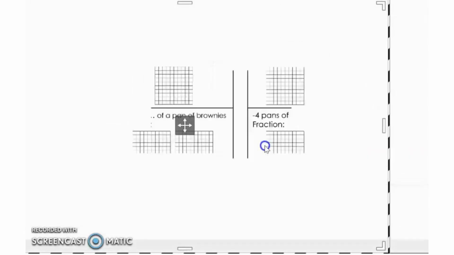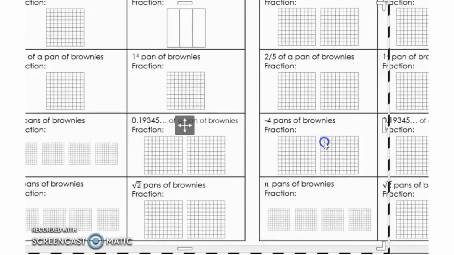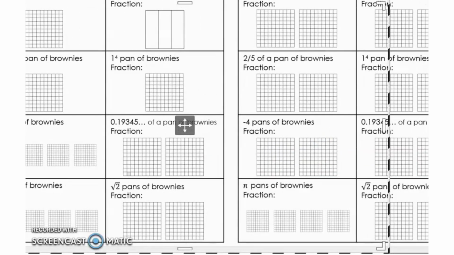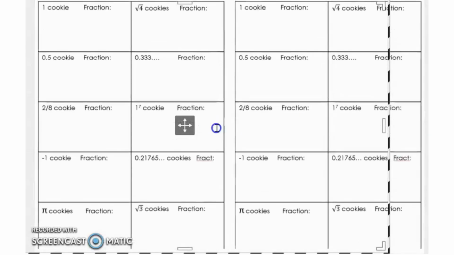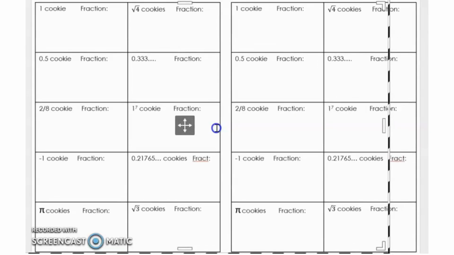So for your practice today, if you need practice, the practice is optional. You're going to do the same type of thing, but instead you're going to have it with cookies. So you're going to try to draw 1 cookie, square root of 4 cookies, etc. All right, but if you think you're an expert, just go straight ahead to the mastery check.